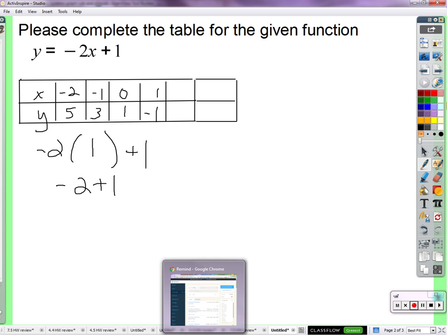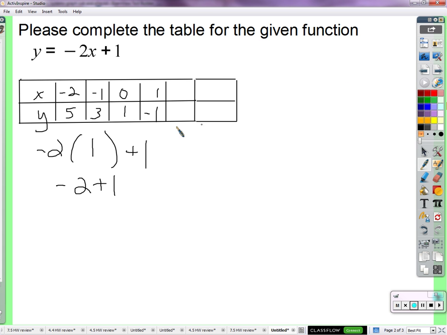Okay, so this is a pretty simple function. It's one of the most basic functions we could conceive of. It's called a linear function, and it has a nice little pattern that the functions we've been using the last few days don't have. Okay?